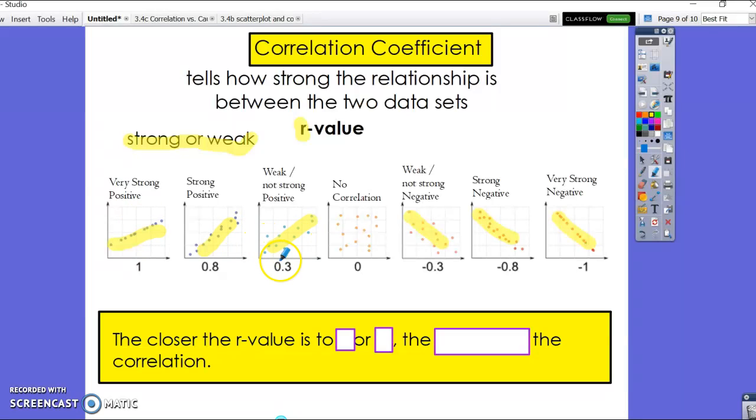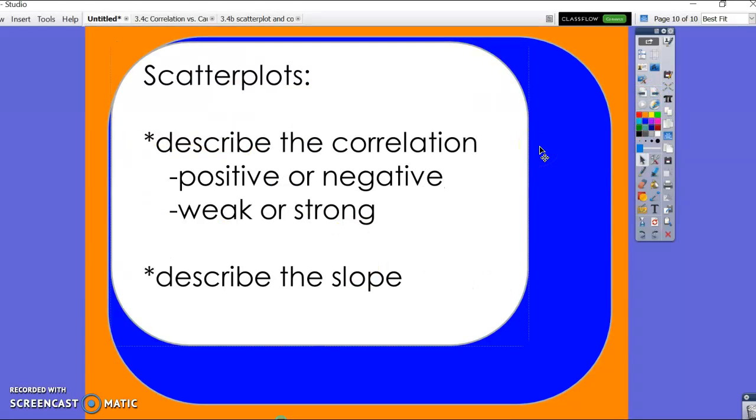You know, over here at 0.3, it's still a positive relationship, but our dots are getting more and more scattered, so we would call this weak or not very strong. If our correlation coefficient is 0 and our dots are completely scattered, that's our no correlation instance. And then, of course, we have our negative correlations. So, thing to remember here is that the closer the R value is to 1 or to -1, the stronger the correlation. So for our scatter plots, we want to be able to describe the correlation as positive or negative and weak or strong, and we want to be able to describe that y-intercept and our slope.